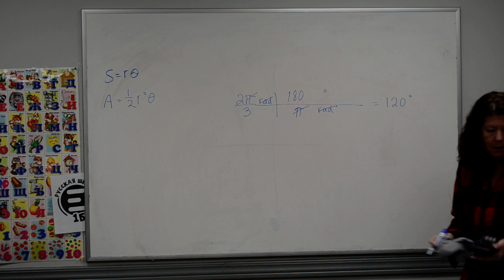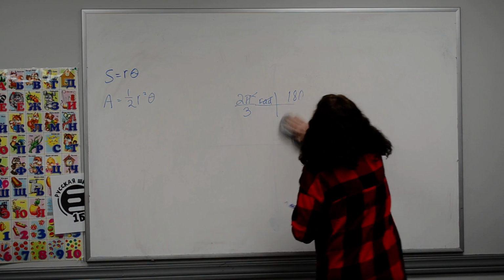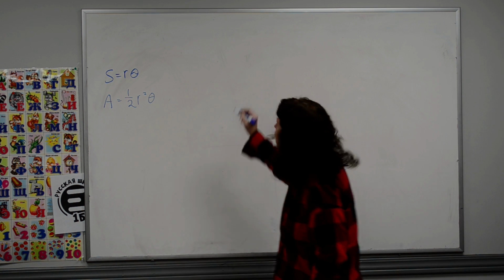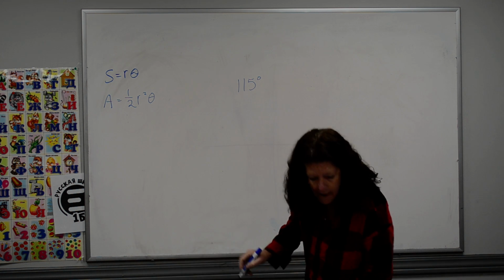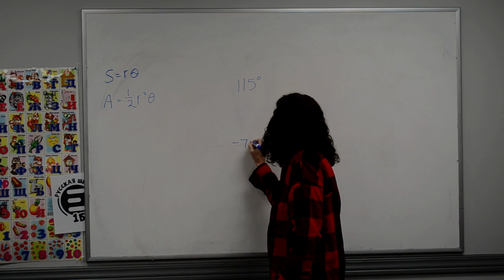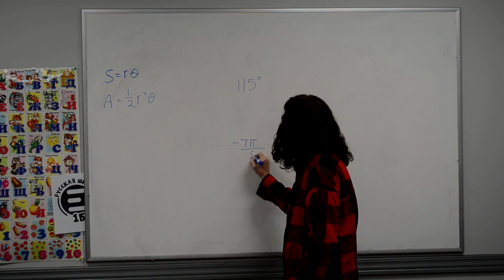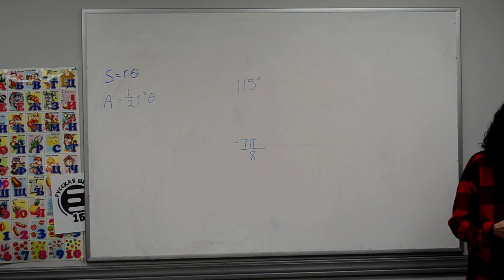Yes, no, maybe? Okay, I'm going to give you a couple to do, and then we're going to move on, okay? I want you to change 115 degrees to radians, and I want you to change negative 7 pi over 8 to degrees. Okay, and you can leave it with a negative in it.